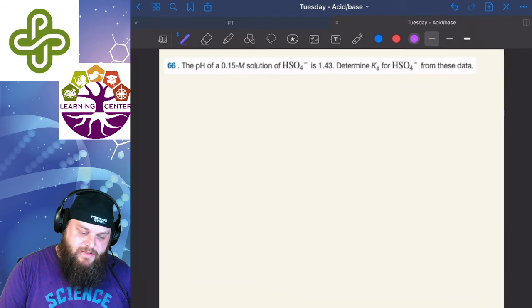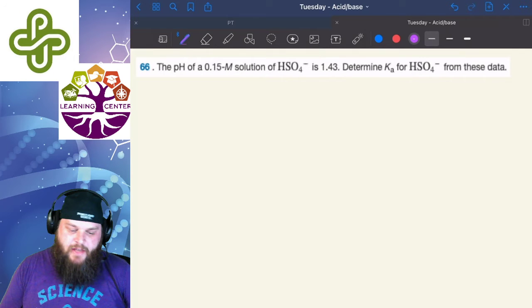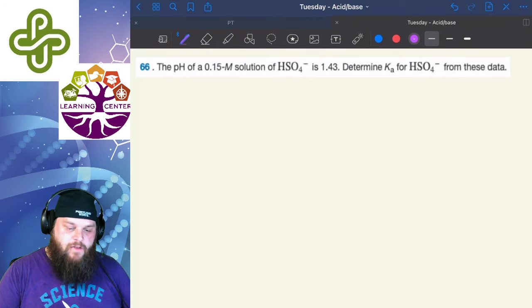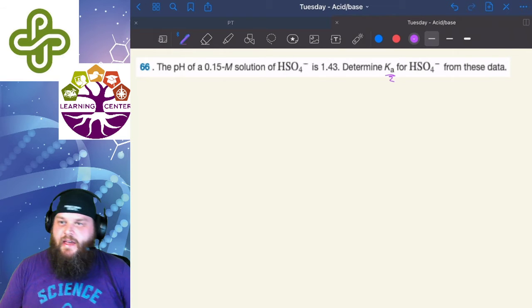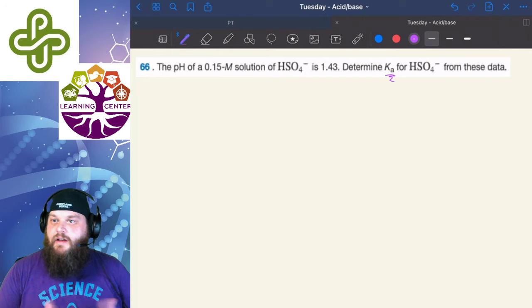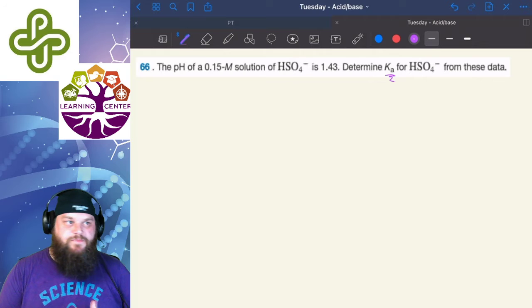Next one we're going to do is number 66. Here the pH of a 0.15 molar solution of HSO4 minus is 1.43. We want to determine the Ka for this HSO4 minus from this data. So here we actually need to find out what that Ka is from knowing the concentration and the pH.